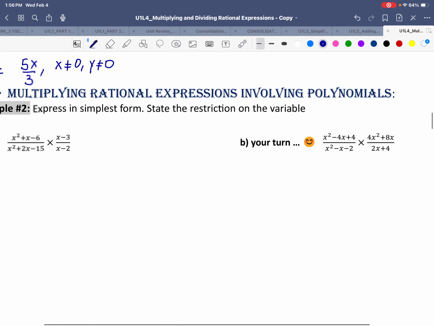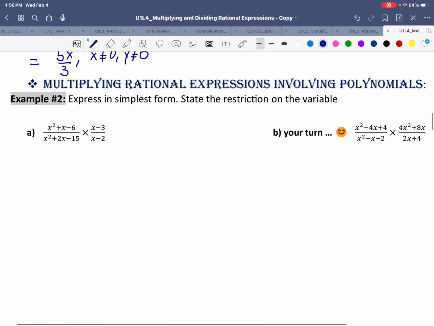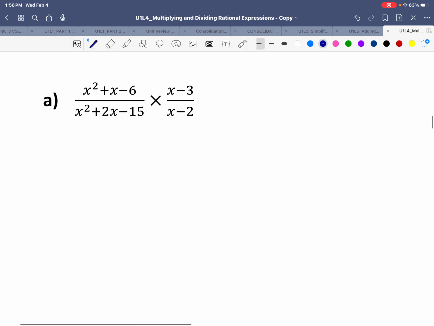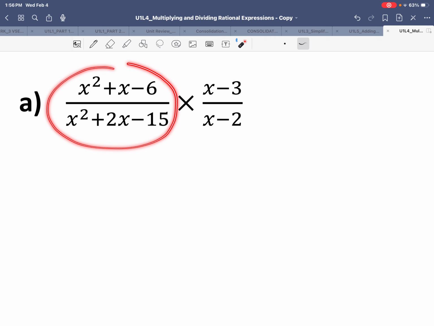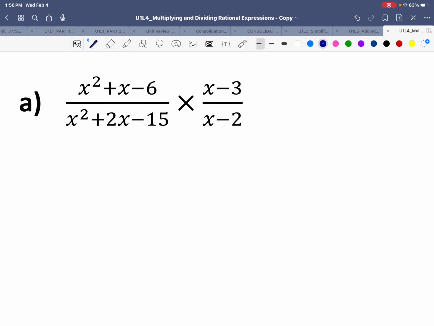Now, we're going to take a look at some more multiplications. So here we go. Our next example, we have the multiplication of this rational expression with this. Here we have a polynomial, a trinomial, more precisely, and here we have binomials. Step 1, always factor everything.